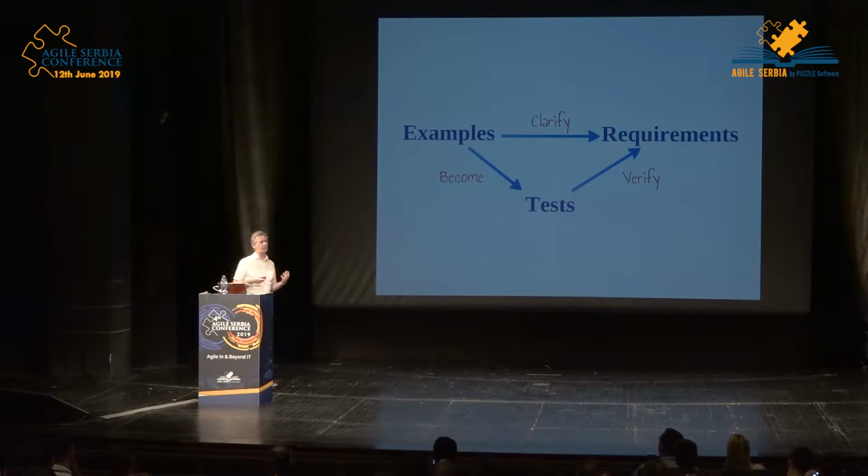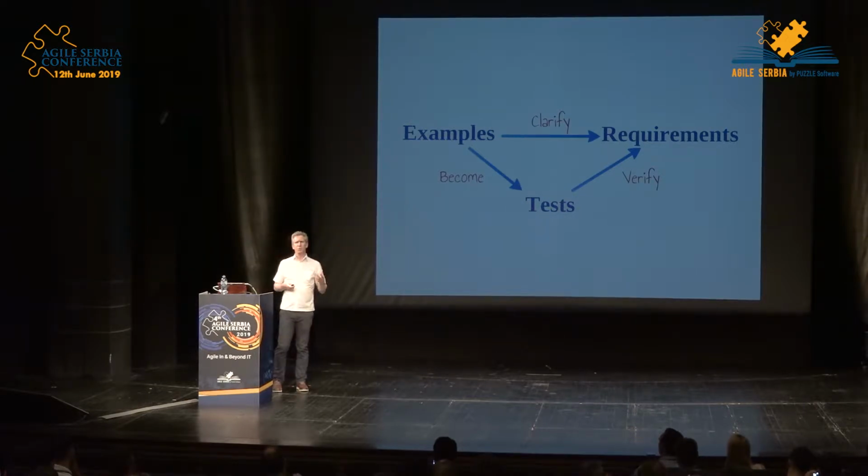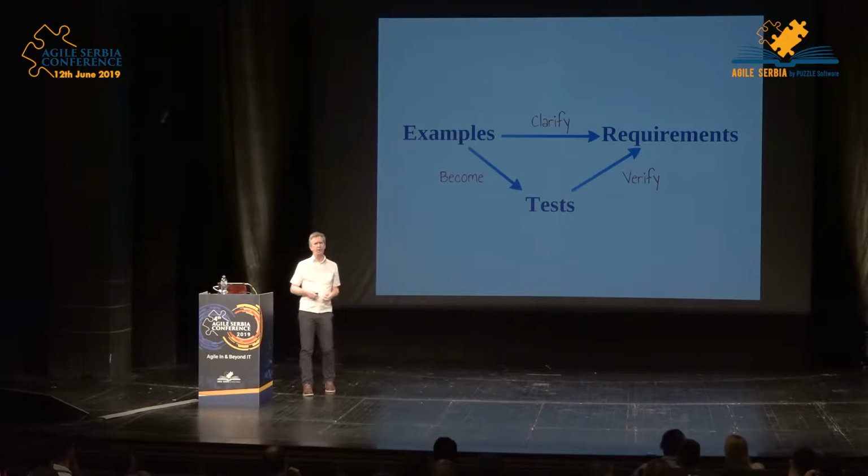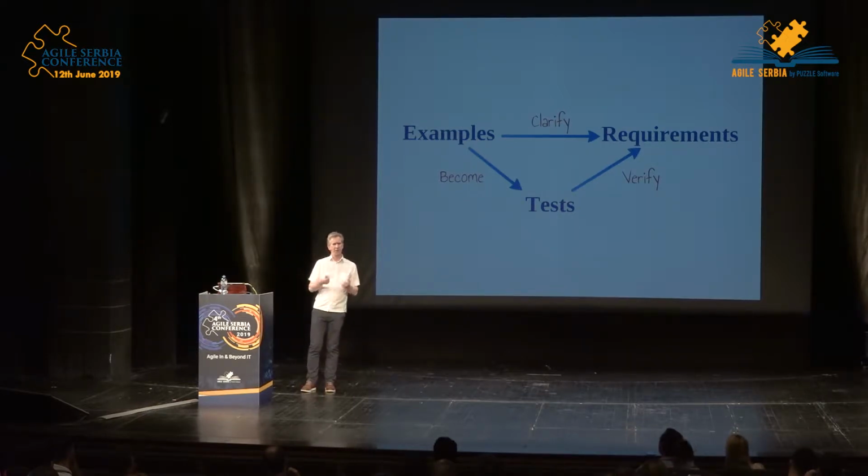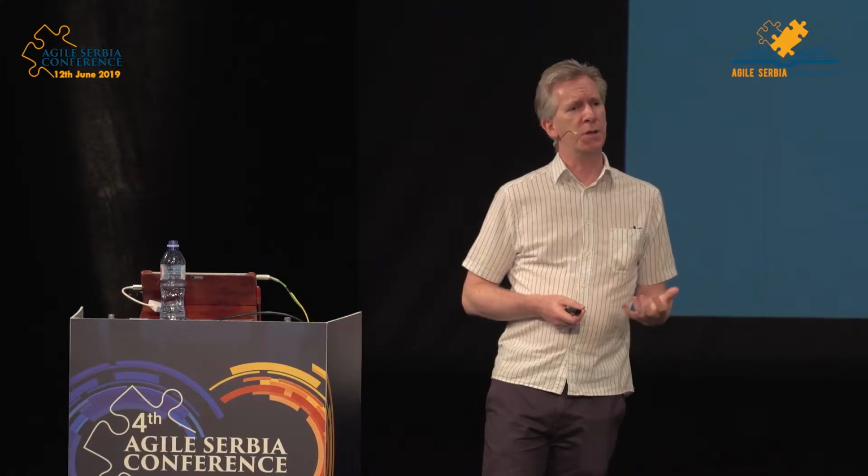It's simply saying that if we take examples that we naturally use as human beings to help clarify what we mean with our software requirements, that's a normal and natural human thing for us to do. If we take enough care and enough consideration and express those examples with the right level of detail, the same examples can become the tests that verify that I've satisfied those requirements. That's the basic premise that's going on here.